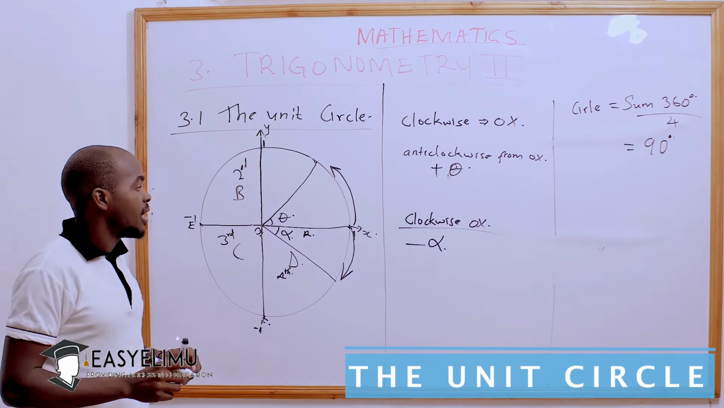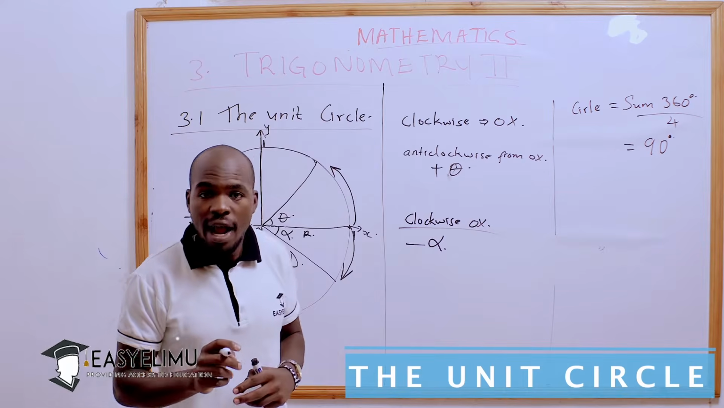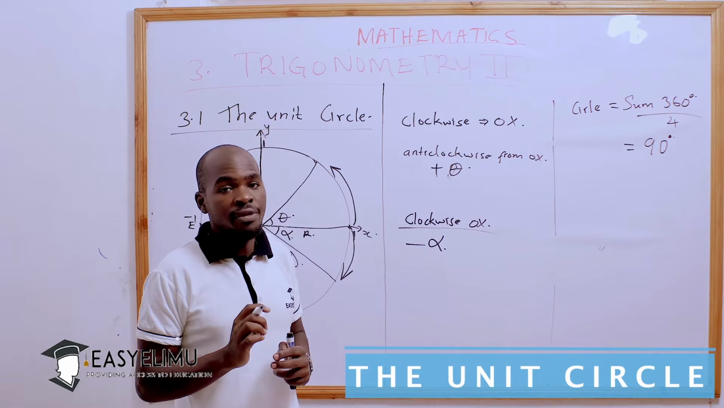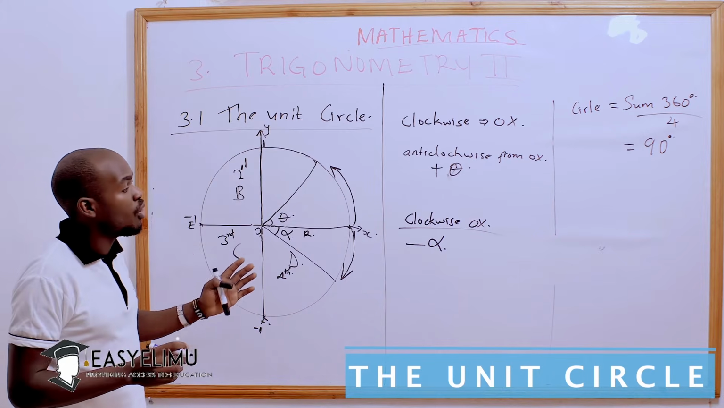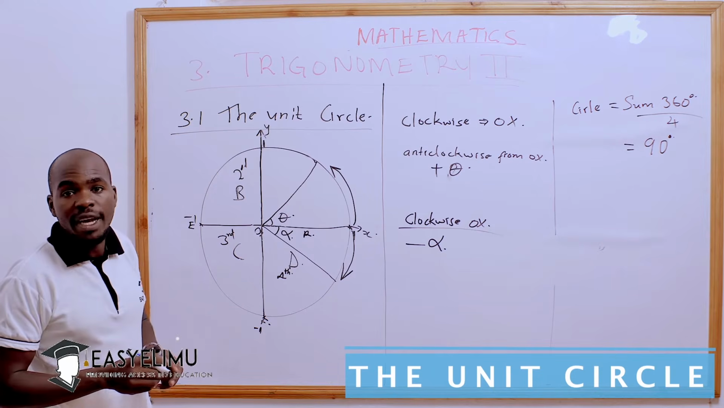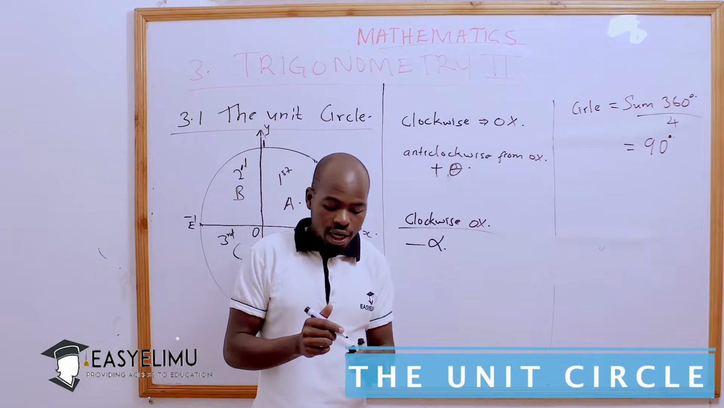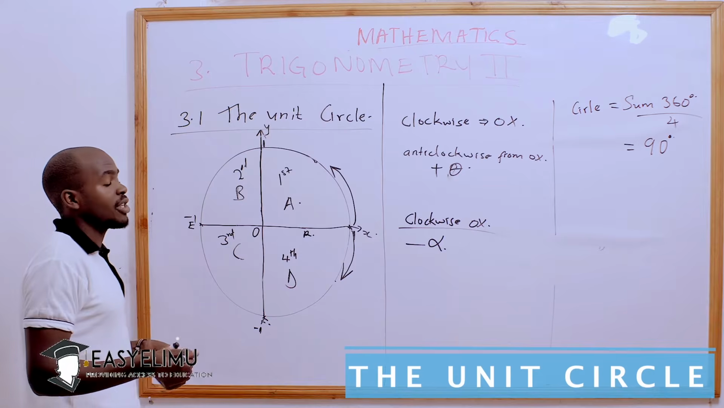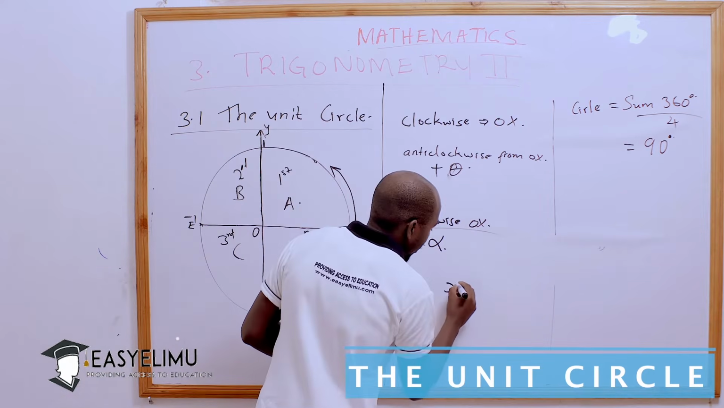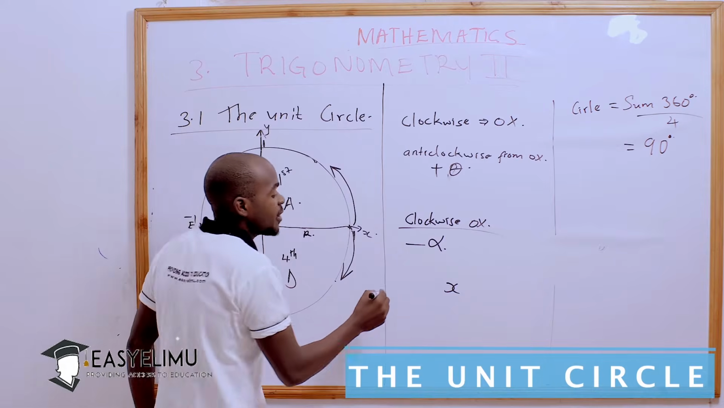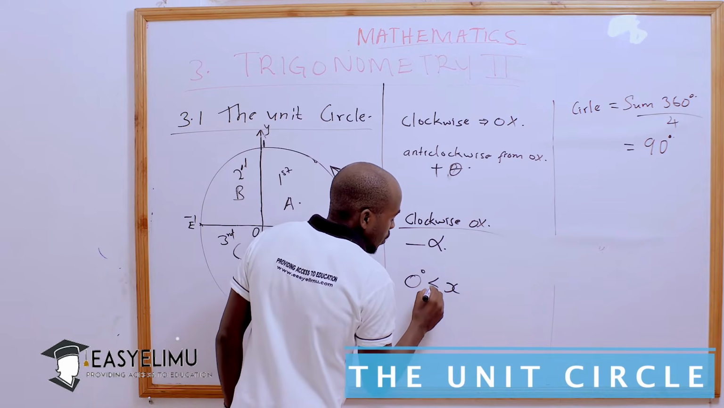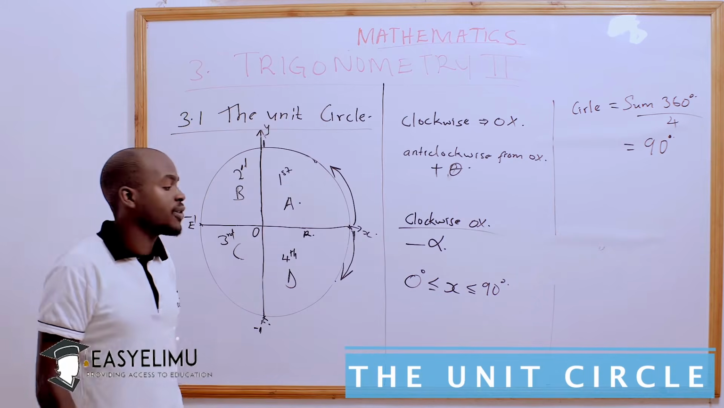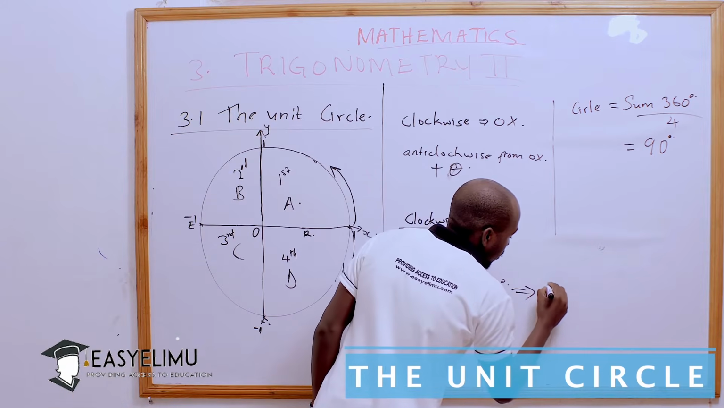So what we see is that if you measure any kind of an angle in anti-clockwise direction, then that angle will be regarded as positive. And if you measure it in clockwise direction, then the angle will be regarded as negative. So we can see that all angles that are less than 90, for example, from 0 degrees to 90 degrees, all lie within the first quadrant.